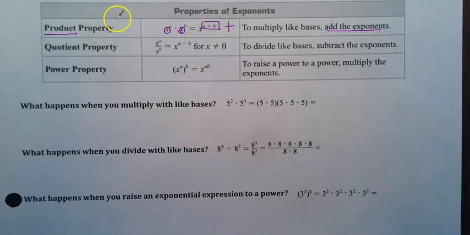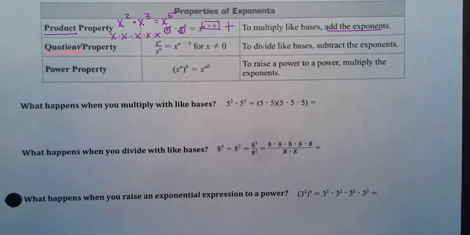So this would be like x to the second times x to the third. That's going to equal x to the fifth. Okay, because x to the second means x times x. X to the third means x times x times x. Well, how many x's do you have? 5. That's why we add the exponents. Okay, so a little bit of a reason there. Next up, we have the quotient. Quotient means what?